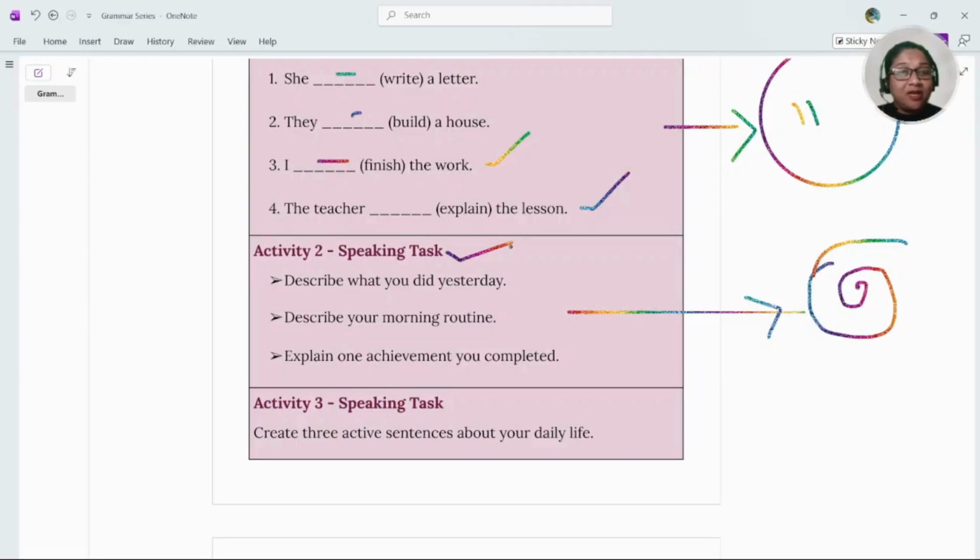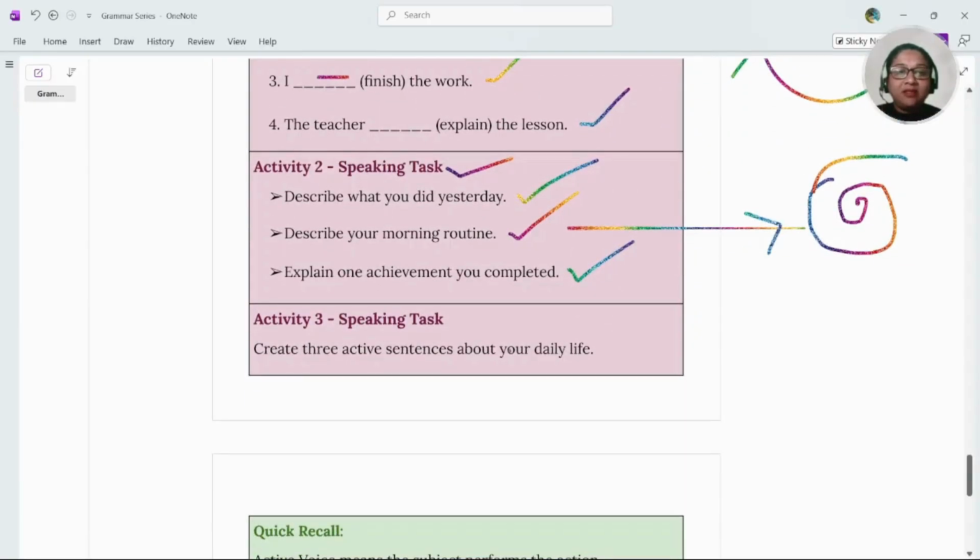Okay, I'm just going to share a quick tip with you guys in order to enhance your pronunciation and your fluency as well. All right. So what you're going to do is you are going to record yourself whilst you're answering these questions. The first is describe what you did yesterday, describe your morning routine, explain one achievement that you completed. All of these have to be recorded whilst you're speaking, and listen to the recording again in order to correct yourself. If there are any pronunciation mistakes or if there are any grammatical mistakes, please go ahead and make a note of them and work on them the next time.